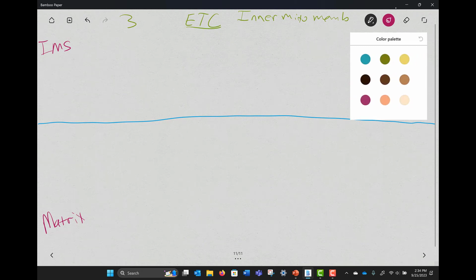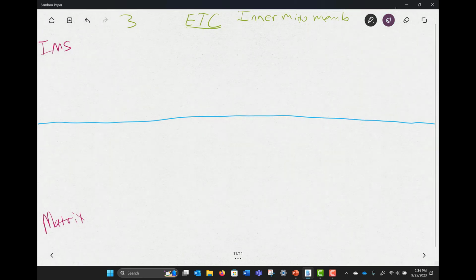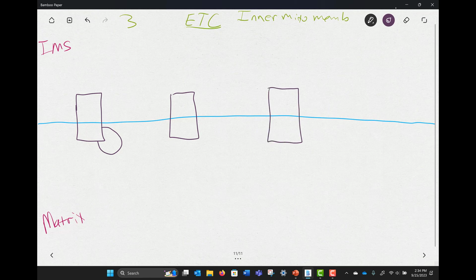Now, along that inner mitochondrial membrane, there are a lot of proteins. Here's one protein, and he's got kind of a weird little side protein on there. Here is another protein. There's a third protein, and then there's going to be a weird-shaped protein over here at the side. That looks kind of like that.